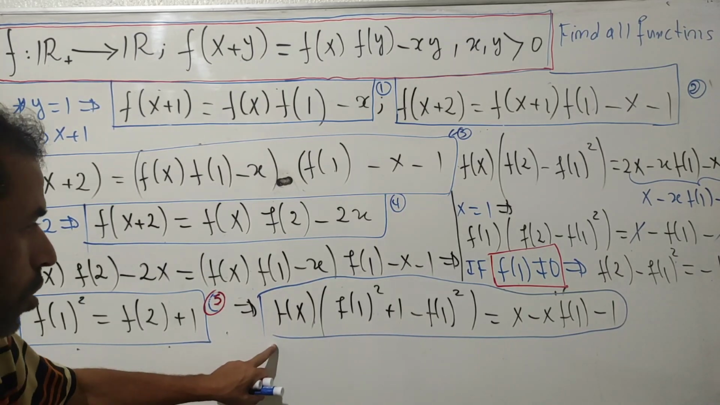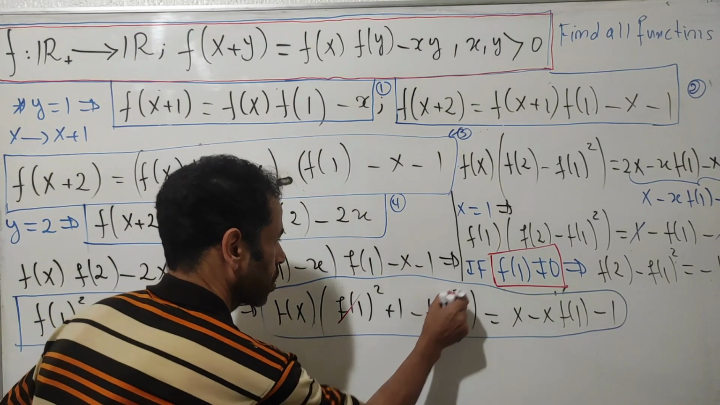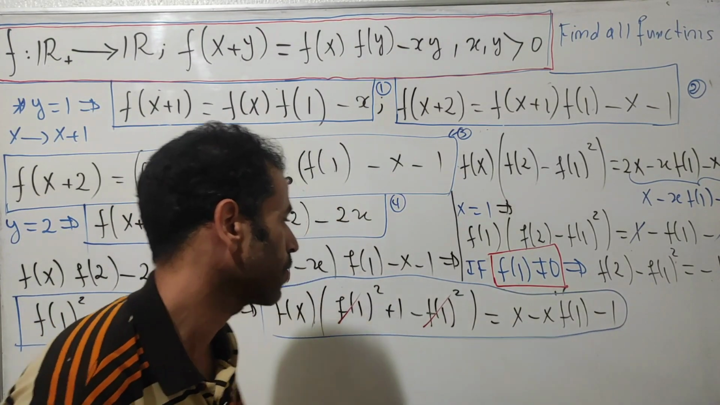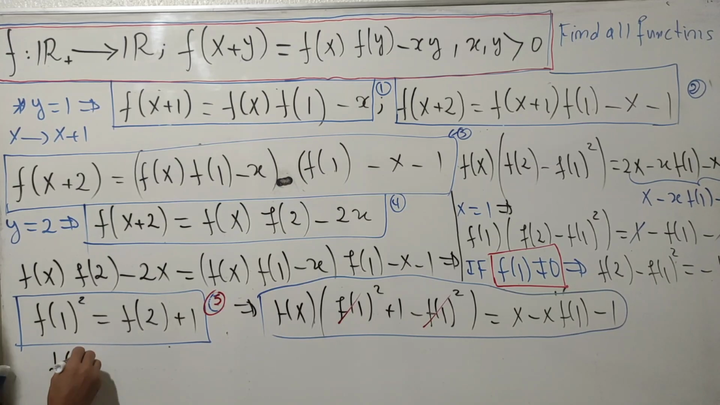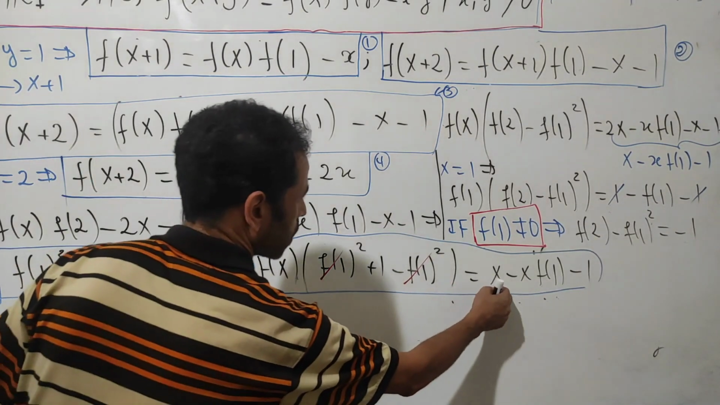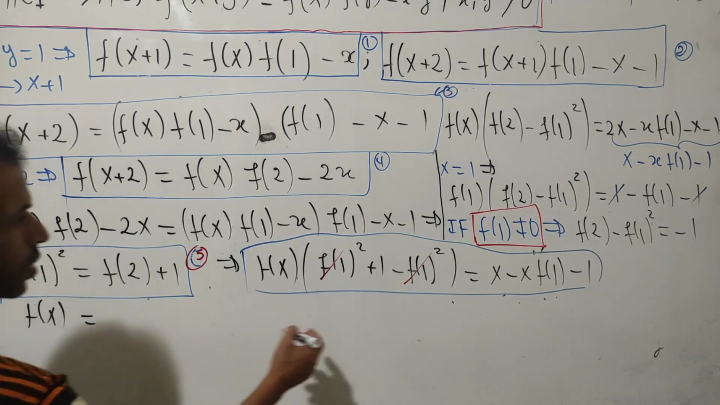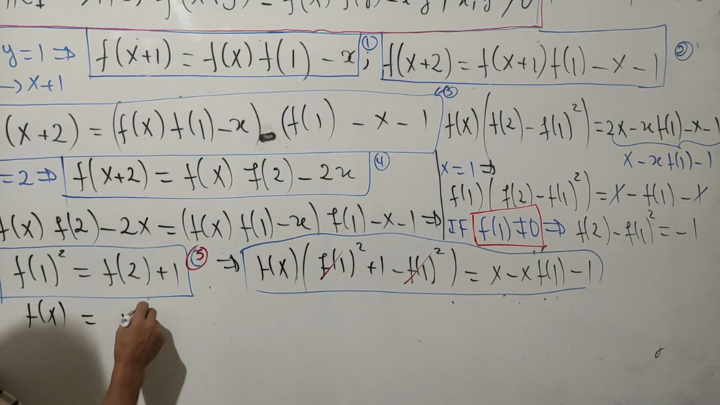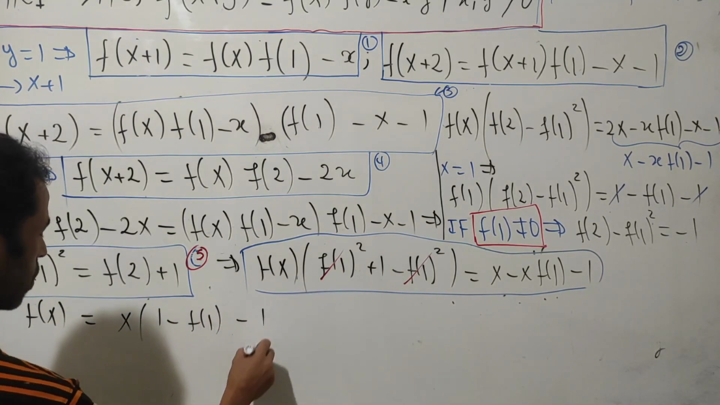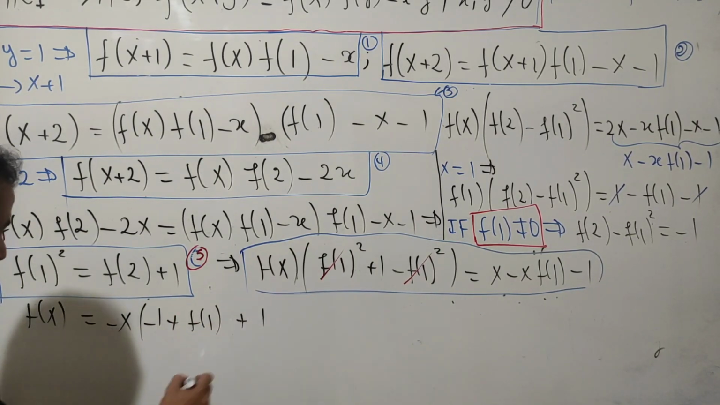So what to do with this equation? I'm going to pull out f of x. I will have some cancellation here. This one is going to be cancelled out with this one. I will be left with f of x equals x minus x multiplied by f of 1 minus 1. Let's take the minus sign out, and take x as a common factor. So I get x times 1 minus f of 1 minus 1, with the minus sign taken out.